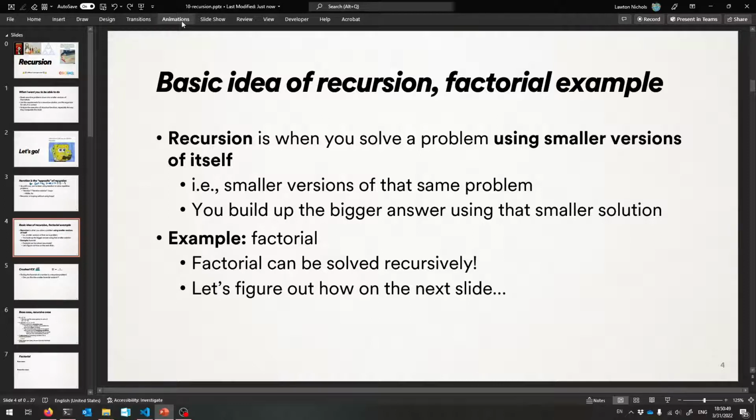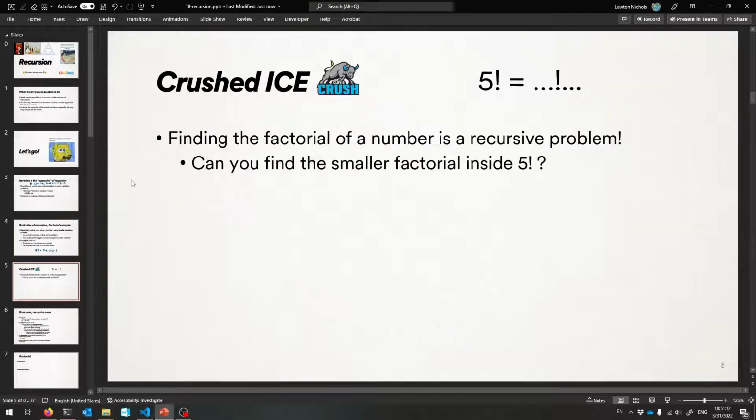The example is factorial. Factorial is a recursive problem. You can solve it recursively. So let's figure out how. What is factorial, by the way? Let's just get ourselves on the same page. If I ask you what 5 factorial is, you know that is 5 times 4 times 3 times 2 times 1. That is what 5 factorial is. And I claim that factorial is a recursive problem, which means you can find a smaller factorial inside of itself.